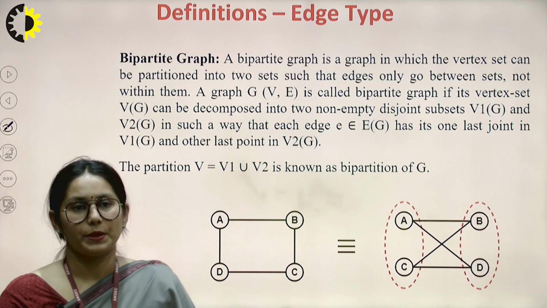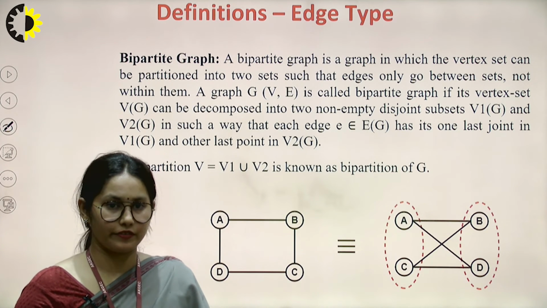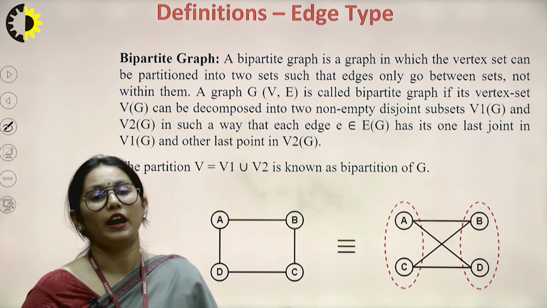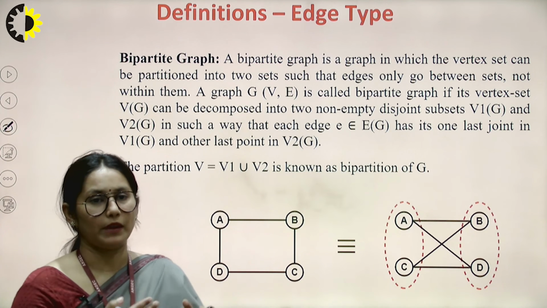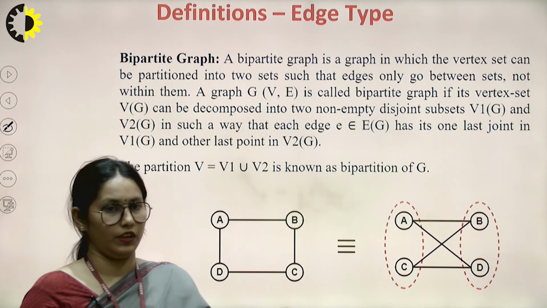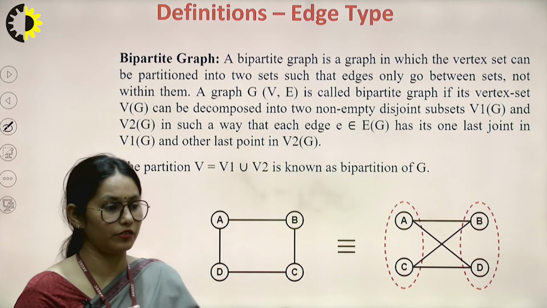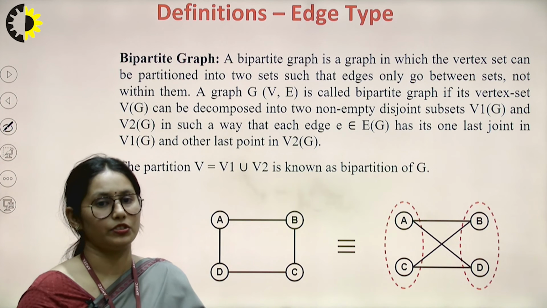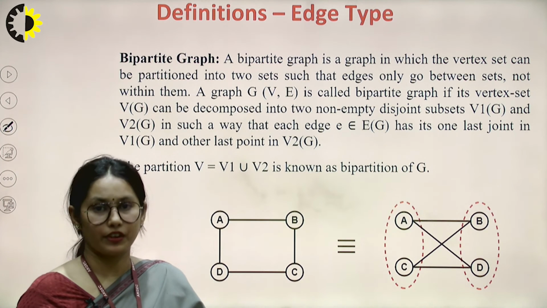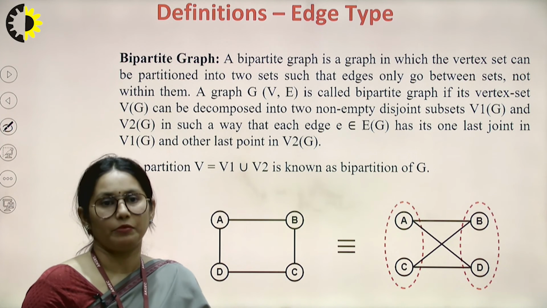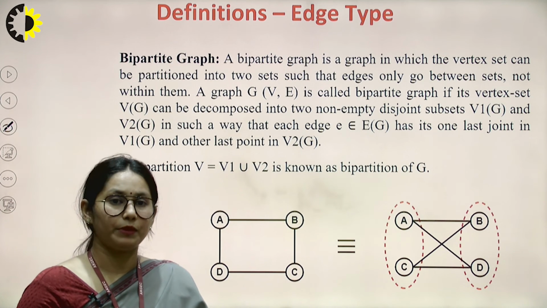Now what is a bipartite graph? The word itself gives you the meaning that you have to divide your graph into 2 sets. Bi means double and partite means partition. So you are creating two partitions of your graph. A bipartite graph is a graph in which the vertex set can be partitioned into two different sets. And how are you going to partition these two sets?